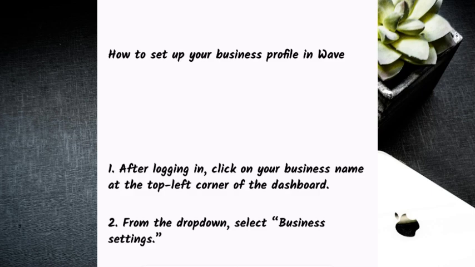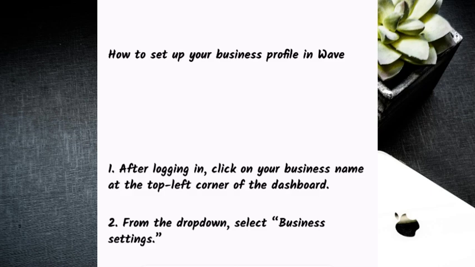Now after logging in, you've got to click on your business name at the top left corner of the dashboard. So in the previous video we did how to set up the Wave account, and this video comes right after. So once you're done setting up your account and you log in for the first time, you're going to need to click on your business name that's at the top left corner of the dashboard.